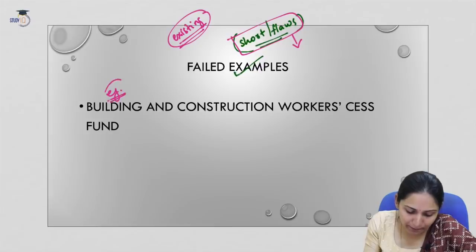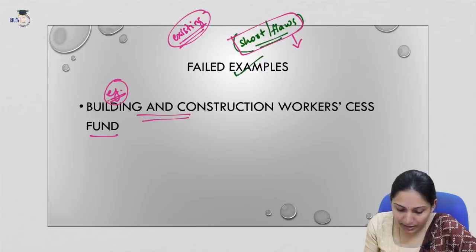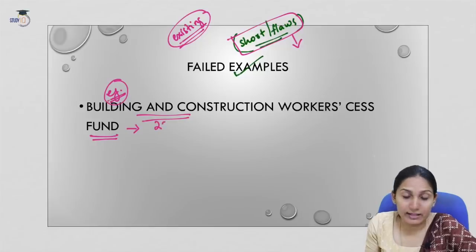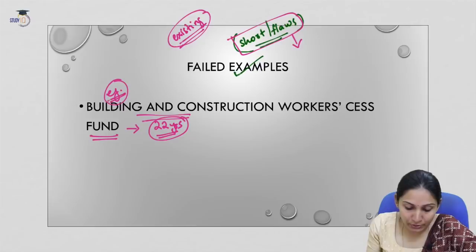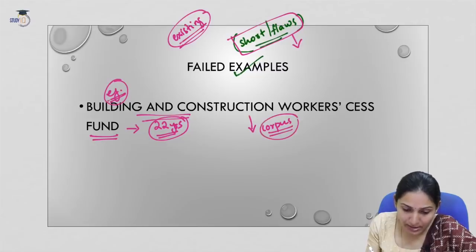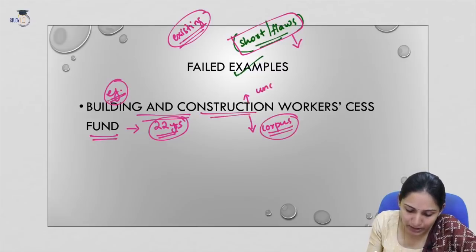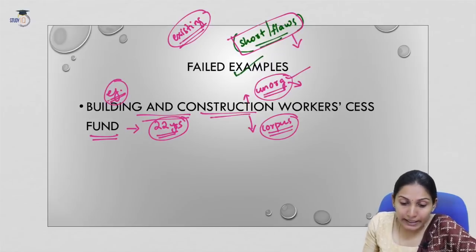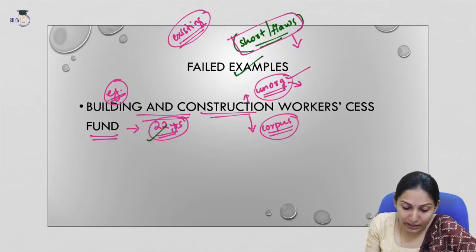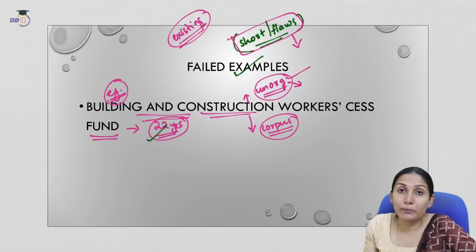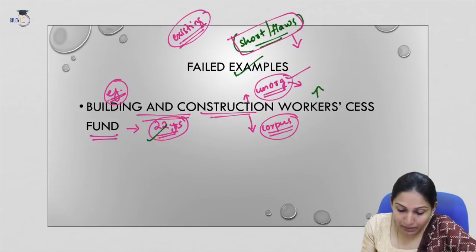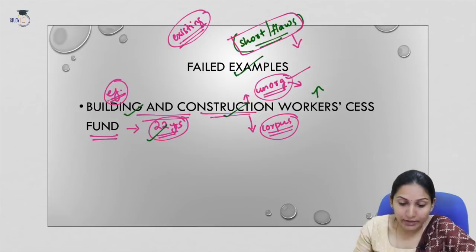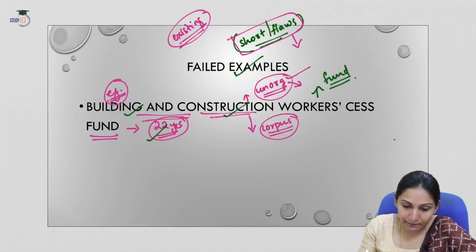Now let us take a very good example in order to understand it better. The Building and Construction Workers Cess Fund came into existence almost 22 years back. It is a social security fund, or a corpus, for construction workers. Construction workers are considered to be in the unorganized sector, and they constitute the largest proportion of the unorganized workers in India. This 22-year-old fund has failed to materialize, because the construction workers, the building workers, were not able to avail the fund effectively. Let us see what happened.